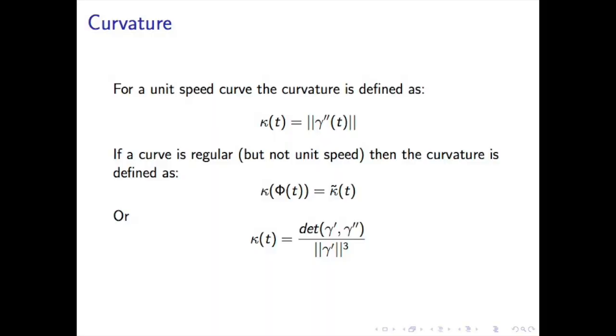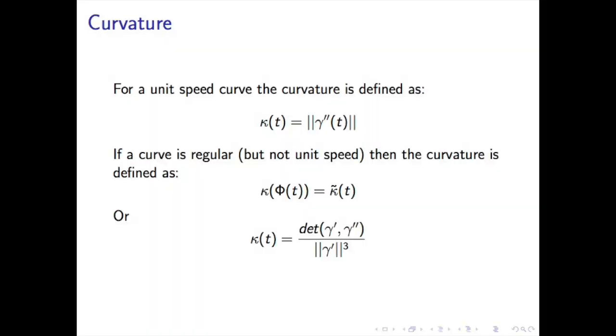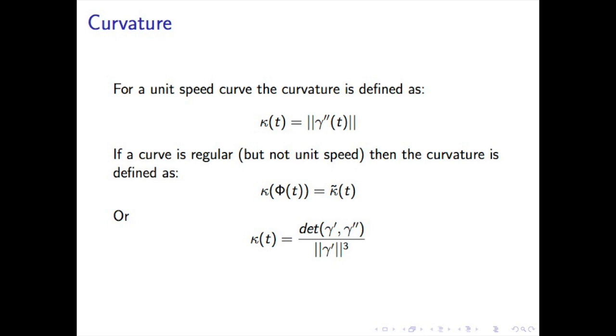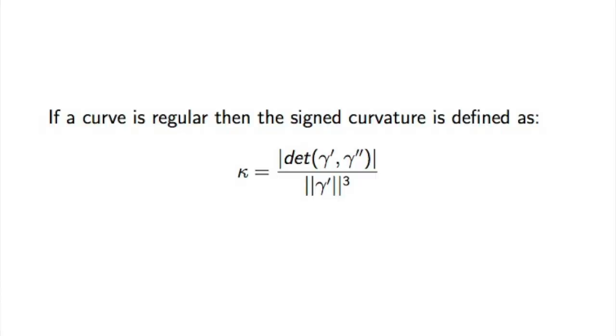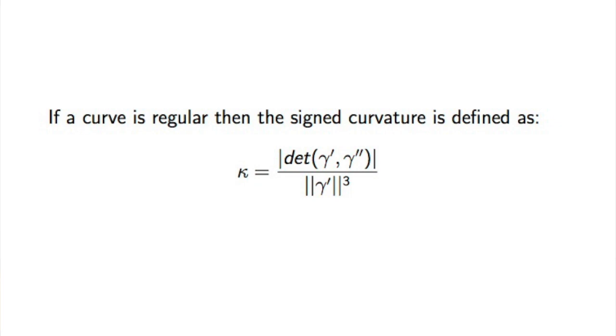Curvature. For a unit speed curve, the curvature is defined as kappa is equal to the norm of gamma double prime. However, if a curve is regular but not unit speed, then the curvature is defined as the determinant of gamma prime gamma double prime divided by the norm of gamma prime cubed. It is also true that kappa of phi is equal to kappa of the reparameterization by unit speed. The signed curvature of a regular curve is defined as kappa s is equal to the determinant of gamma prime gamma double prime divided by the norm of gamma prime cubed.